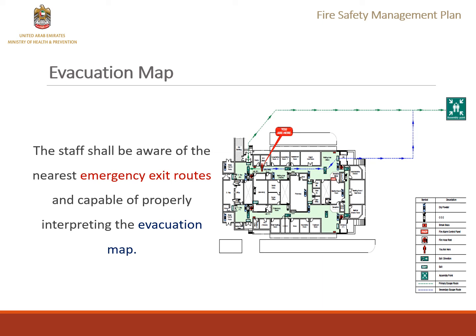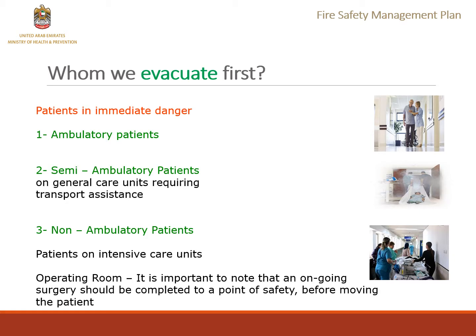Other information is also provided in the evacuation map, such as the location of fire extinguishers, break glass, fire hose reel, fire alarm control panel, and many more. During Code Green, you evacuate patients according to their conditions. So we start off with patients in immediate danger, and then we move to ambulatory patients, which means patients that can walk. And then we have semi-ambulatory patients, and finally non-ambulatory patients, which are bedridden.